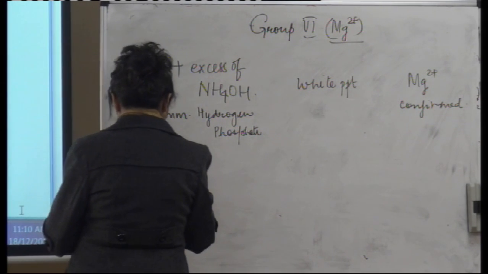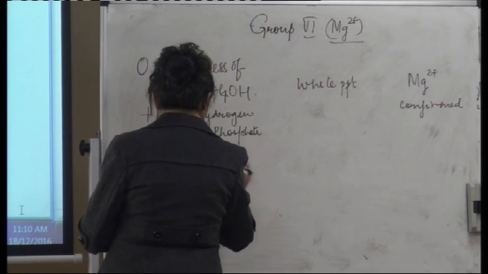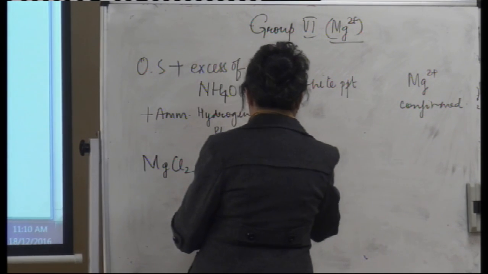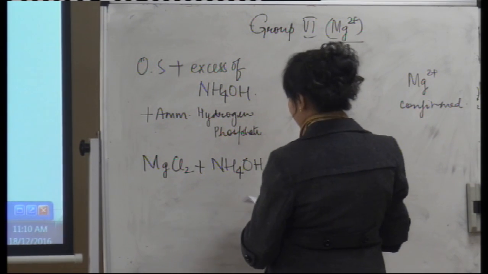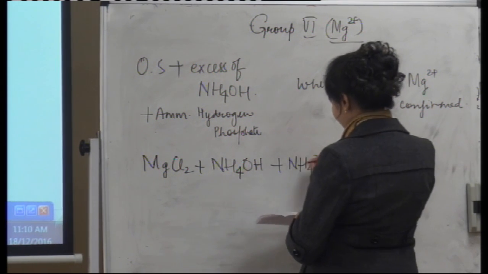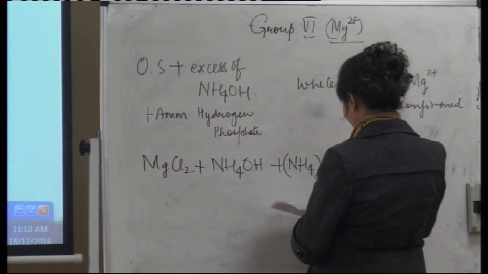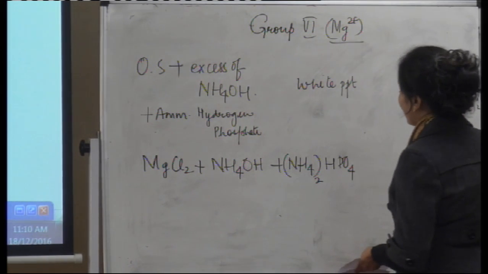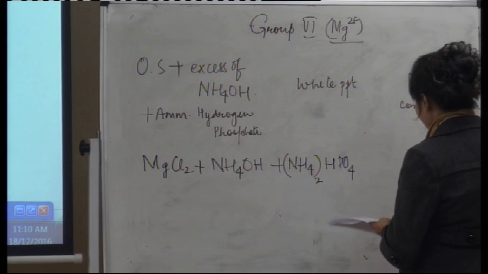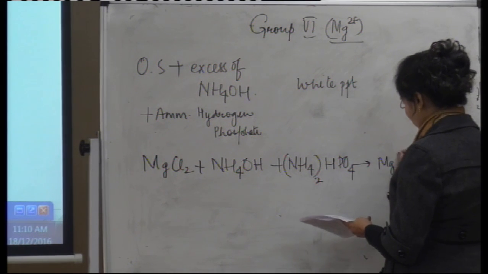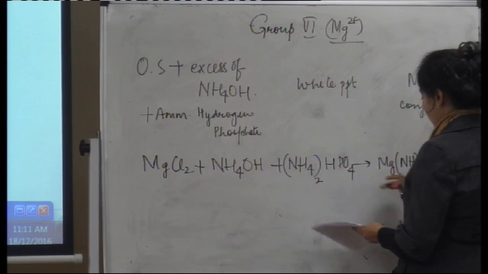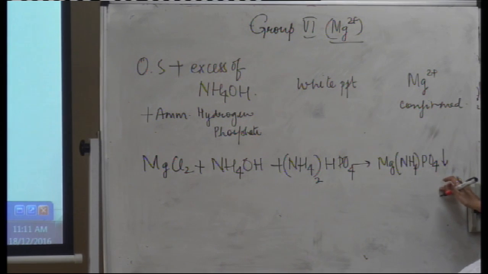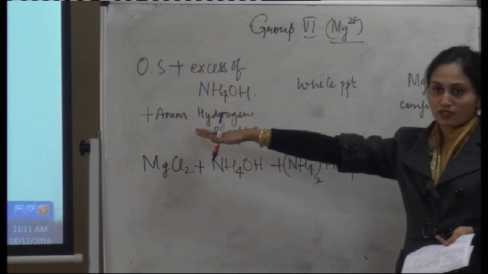We have MgCl2 plus NH4OH plus, हमने अपना एक मैग्नीशियम का सॉल्ट लिया, उसमें हमने अमोनियम हाइड्रोक्साइड डाला, उसमें हमने अमोनियम हाइड्रोजन फॉस्फेट डाला, HPO4 is 2 minus, so you have ammonium hydrogen phosphate is NH4 twice HPO4, that will give you magnesium ammonium phosphate. This is what is to be remembered. What is the white precipitation of magnesium due to? That is due to magnesium ammonium phosphate. Hydrogen निकाल दो, बस magnesium ammonium phosphate.